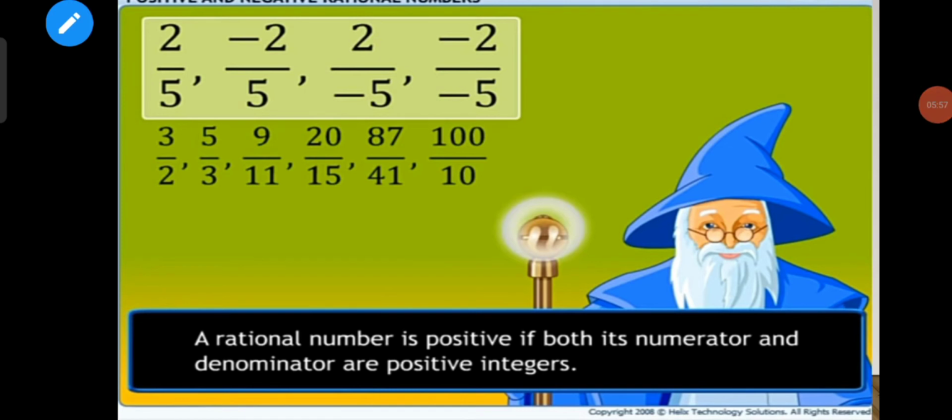Now, positive rational number. If the numerator and denominator of a rational number are positive, then it is called a positive rational number. Or if both the numerator and the denominator are negative, since both are negative, they will cancel, as you have studied in the integers. When the numerator and the denominator both have a negative sign, the negative signs are considered cancelled and you get a positive rational number.